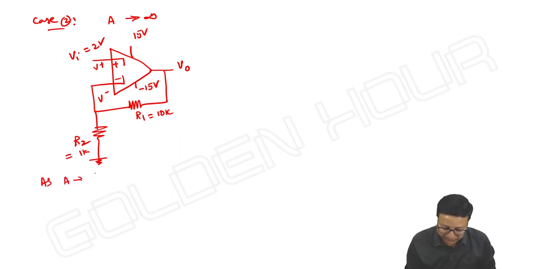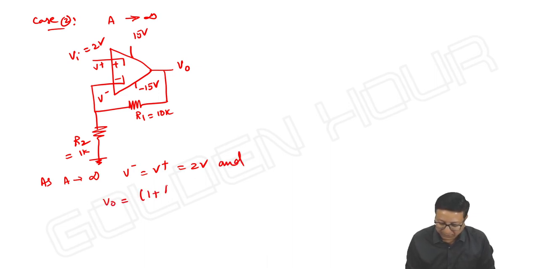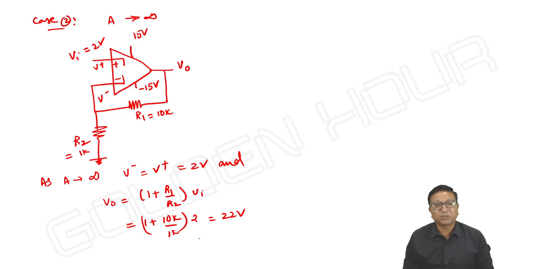As A is infinity, what do you expect? V minus is equal to V plus, equal to 2 volts, virtual short, and V output is equal to 1 plus R1 by R2 into Vi. It is 1 plus 10K by 1K into 2 volts. How much do you get? 22 volts. Is it possible for output to be 22 from a power supply of plus 15 and minus 15? No, not possible.